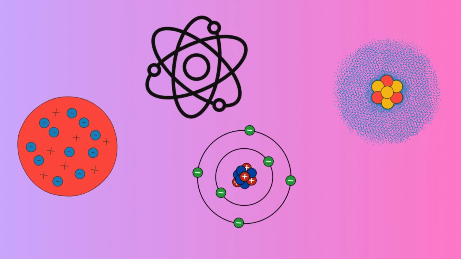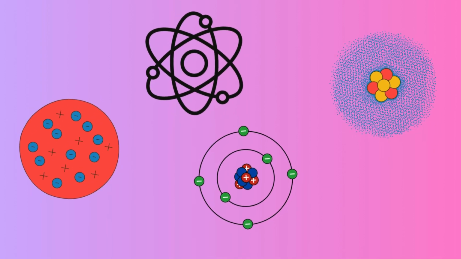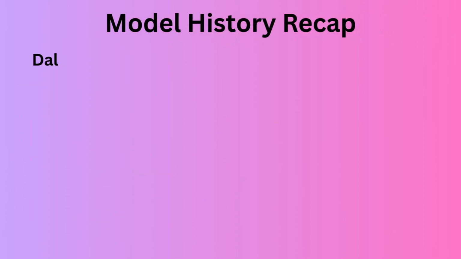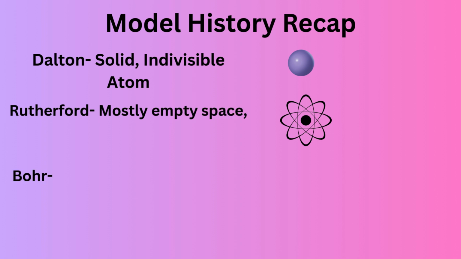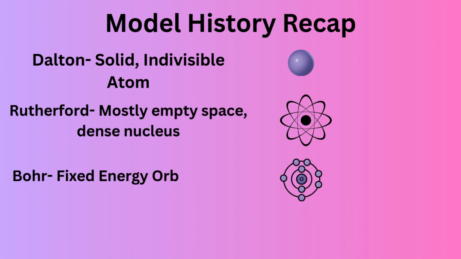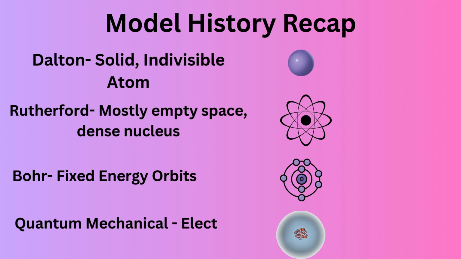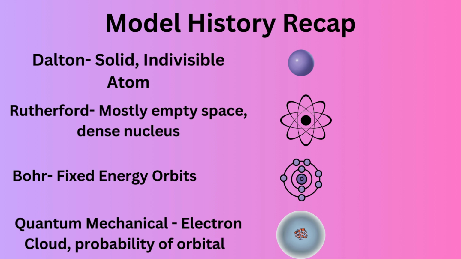Maybe we can just recap the main points of each of these models so far. Yeah, totally. Just so you remember, Dalton gave us the solid, indivisible atom. Then Rutherford showed us that it's mostly empty space with a dense nucleus at the center. Then Bohr brought in the idea of those specific energy levels or orbits. And finally, the quantum mechanical model, which describes electrons existing in these probability regions, orbitals. It's been a journey. It definitely has.